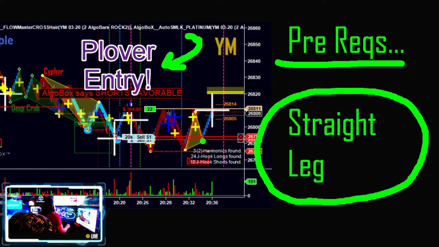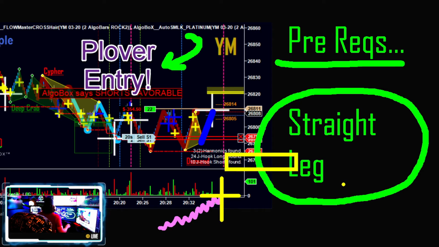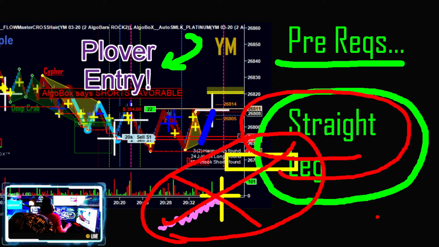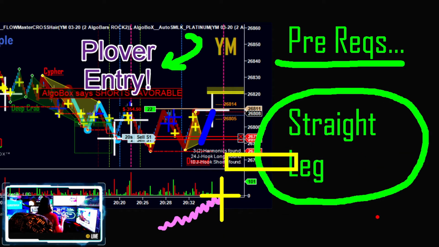In this case, the straight leg is this right here. With this, I don't want to see some squiggliness. I don't want to see da da da da da, and then a cross, and then a box. This is not a plover. This straight leg is the key to what we need. The straight leg indicates that we have a distribution leg coming, okay? And we want to finish out a distribution leg.